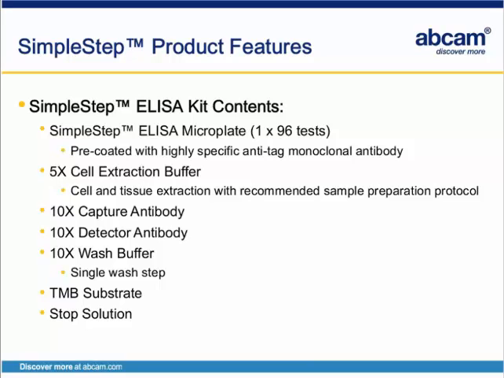This arrives pre-coated with a highly specific monoclonal antibody. A 5X cell extraction buffer. This is specially formulated for cell culture and tissue extraction samples. A concentrated 10X capture antibody and concentrated 10X detector antibody. 10X wash buffer for use in the single wash step. TMB detection reagent, and stop solution.